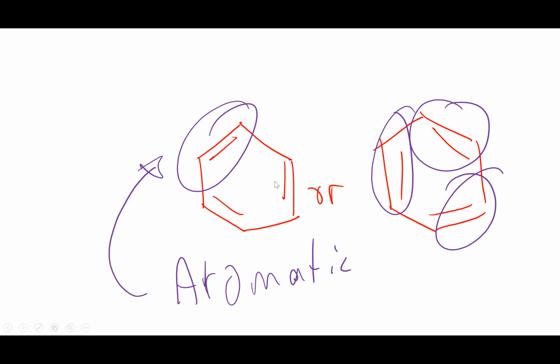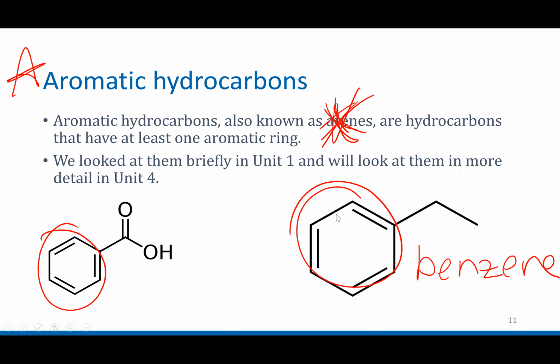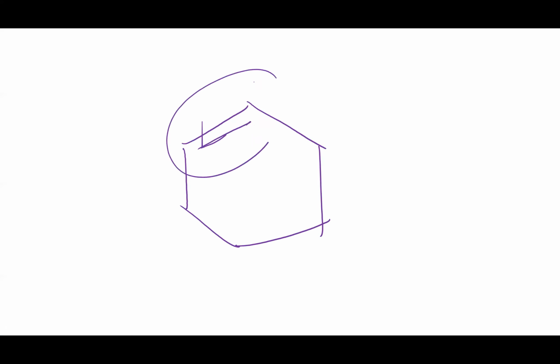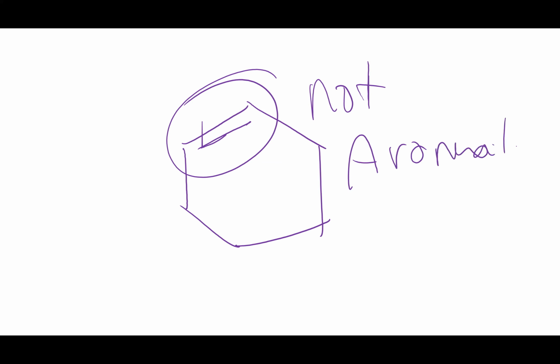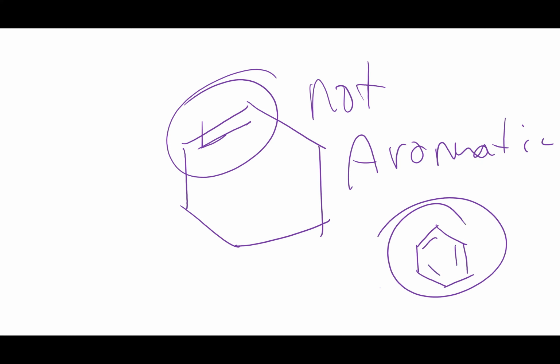And some of you might be wondering, like, okay, what about this compound? Like, what if I drew cyclohexane, but I put one double bond there, not 2 or 3 double bonds? This is not aromatic. Aromatic literally needs to have 1, 2, 3 double bonds. It looks like this.